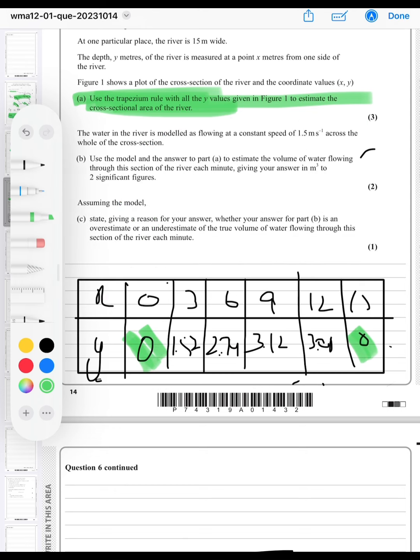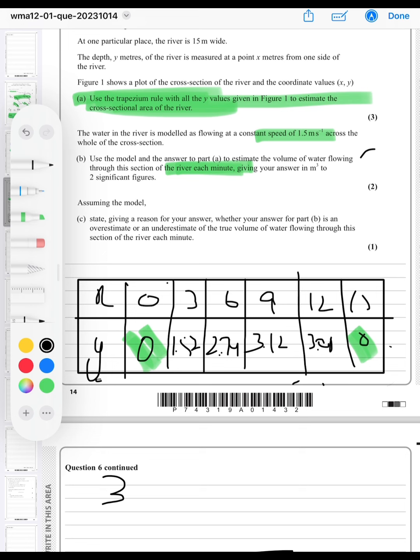So in the second part, they are saying that the water in the river is modeled as flowing at a constant speed of 1.5 meters per second across the whole cross section, meaning across the whole area, which we calculated in the first part. Use the model and the answer in part A to estimate the volume of the water flowing through this section, meaning the area which we calculated in the first part of the river, each minute.